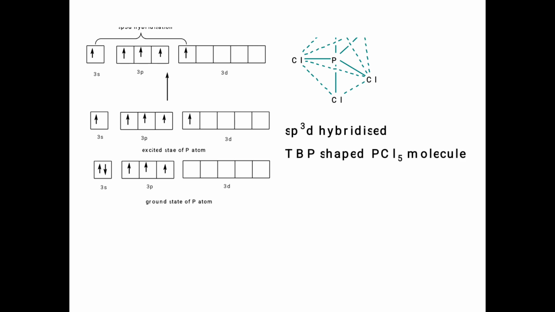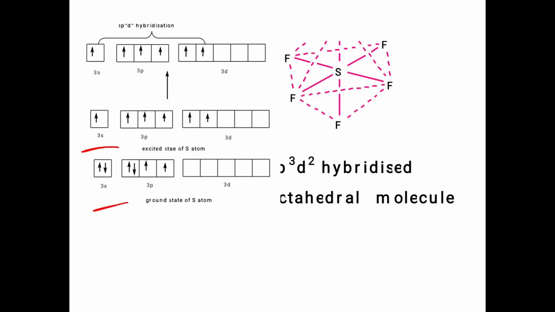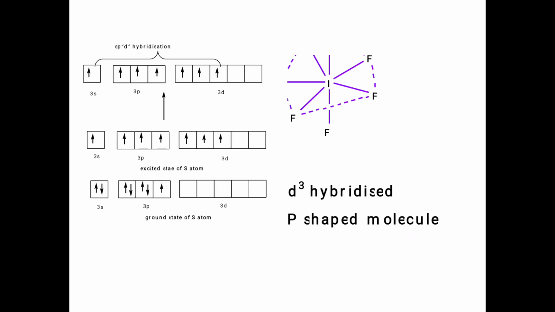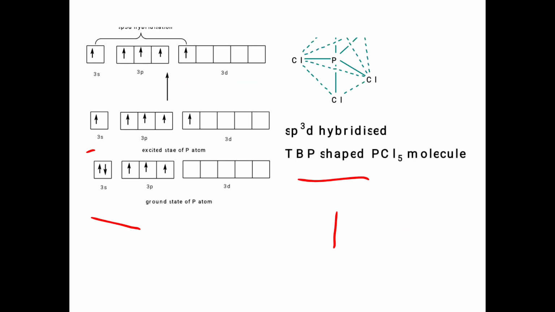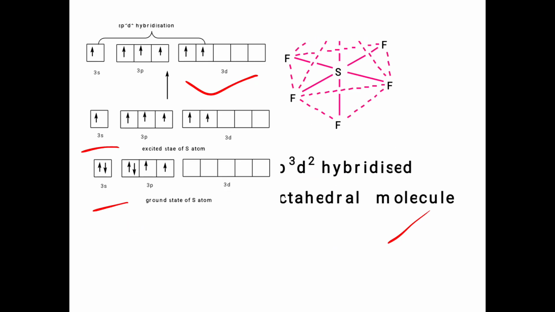Now come to PCl5. It is a trigonal bipyramidal shaped molecule. This is the ground state of the phosphorus atom. This is the excited state of the phosphorus atom. It is the hybridization of the s, 3p and 1d orbitals. This is sp3d2 hybridized. This is IF7, sp3d3 hybridized. This is the sp3d2 hybridized SF6 molecule.